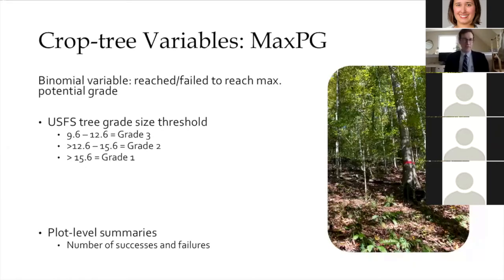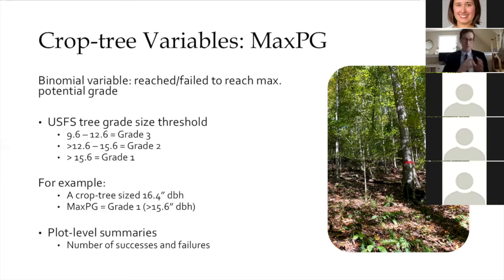The maximum potential grade, or the MaxPG, refers to a binomial variable that we developed based on whether or not a crop tree either reached or failed to reach its maximum potential grade. To explain what we call a maximum potential grade, I want to briefly mention what USFS tree grade is based on. The first step in grading a tree is to look at its diameter, and there are diameter classes that affect what grade a tree can qualify for. If a tree is between 9.6 and 12.6 inches, it can be a grade 3 tree. Between 12.6 and 15.6 could be a grade 2, and greater than 15.6 could be a grade 1.